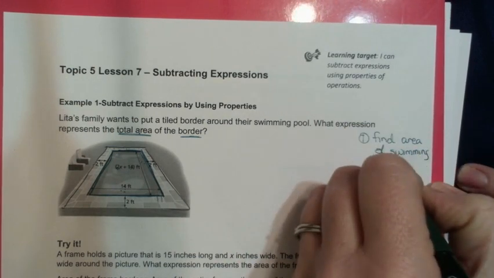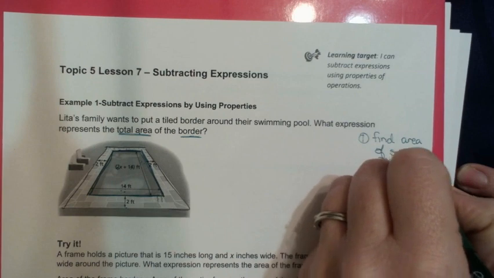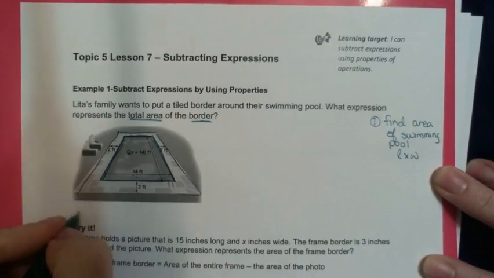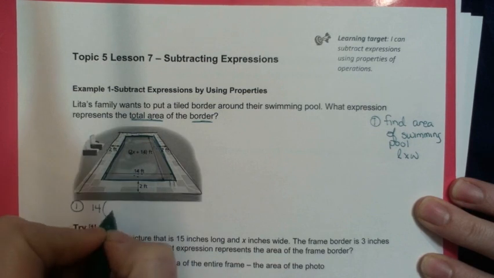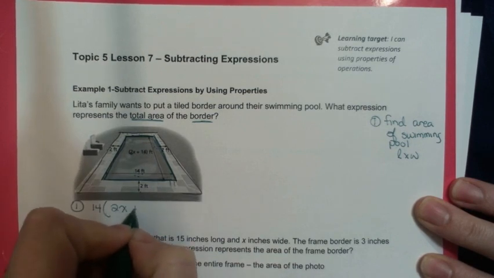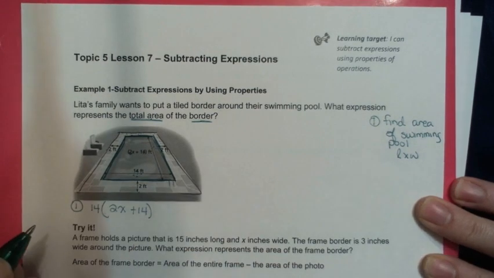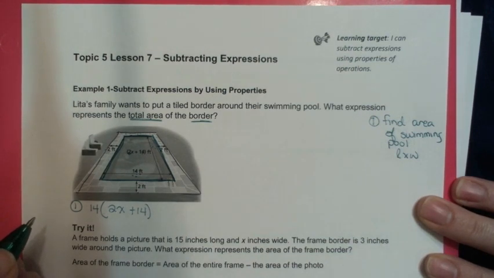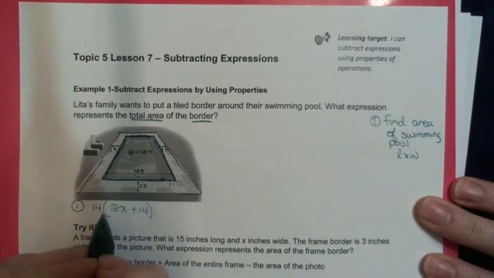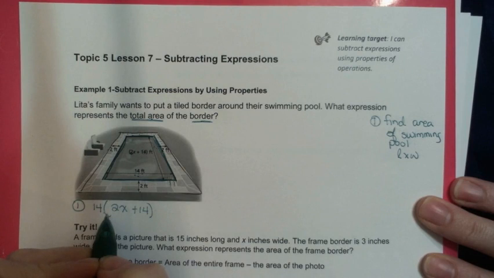And if you remember, area was length times width. It doesn't matter which one you put first, but it's length times width. So I'm going to put 14 times 2x plus 14. Okay, I'm going to leave it like this for now, as that will be the area of the swimming pool.